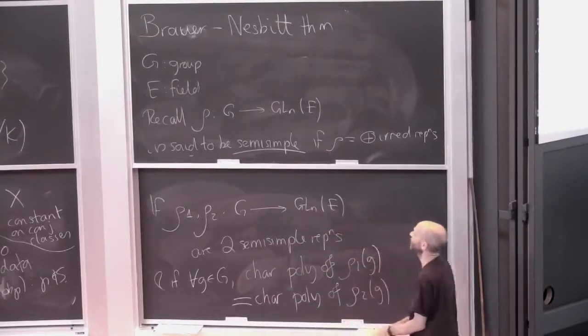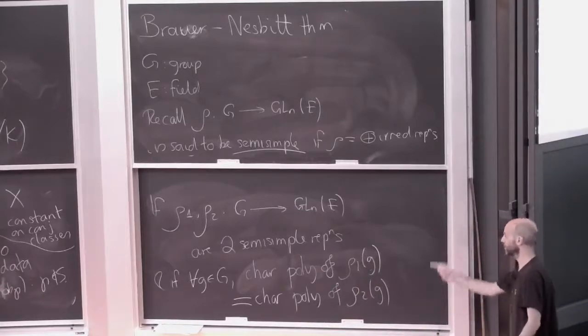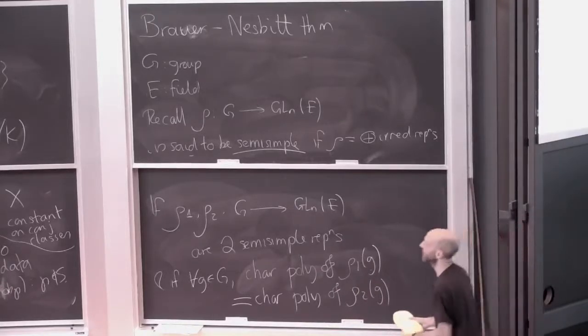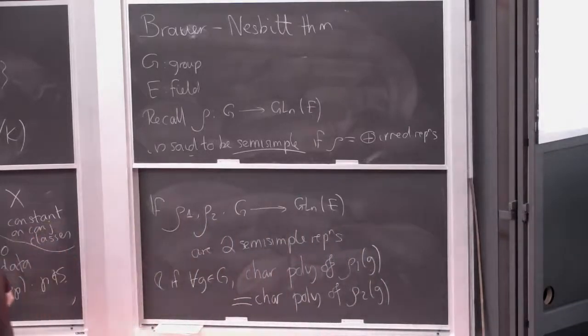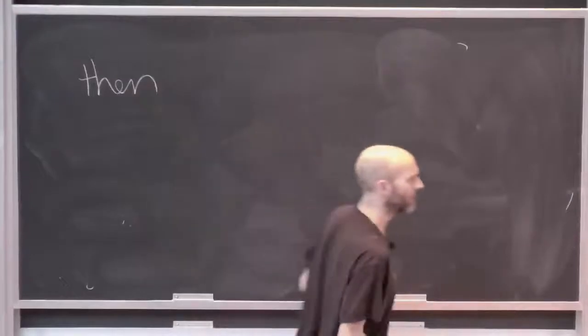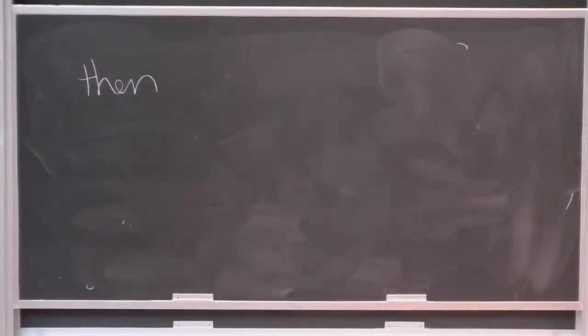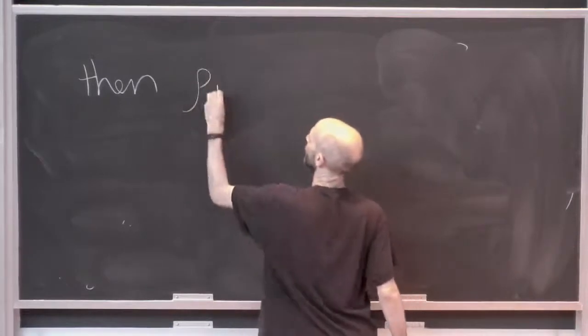then, so we've got two abstract finite dimensional representations of an abstract group. Could be infinite, no topology, might not be continuous. This is an algebraic statement. I've got two representations that have the same char poly, and they're both semi-simple, then they're isomorphic. That's the punchline. Rho 1 is isomorphic to rho 2.